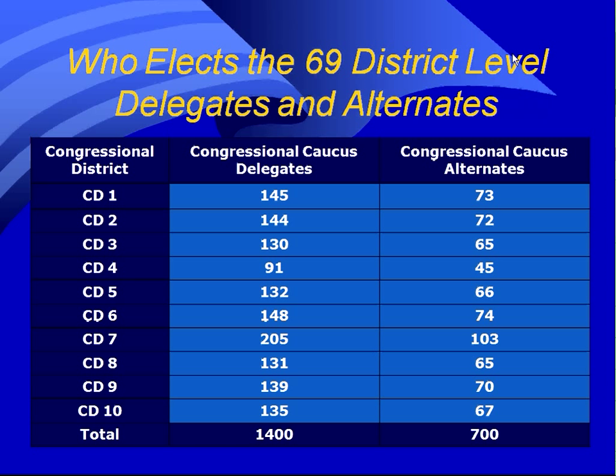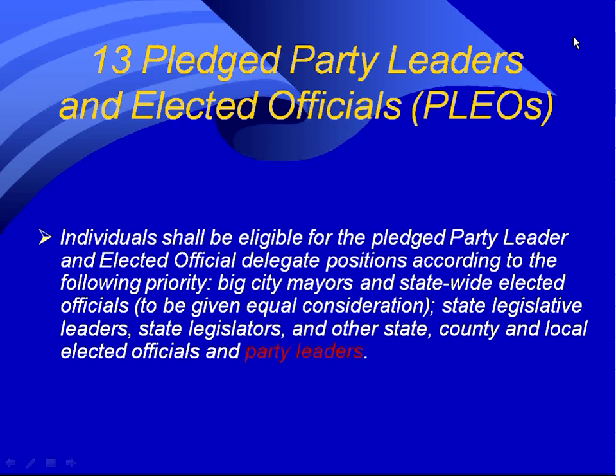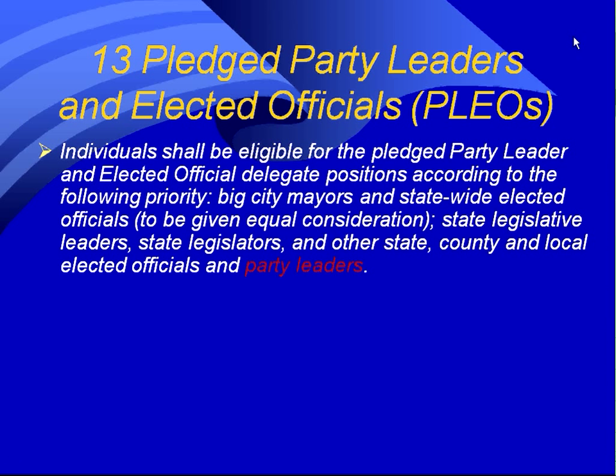Let's take a look at the next group, the PLEOs, the Pledged Party Leaders and Elected Officials. So PLEOs, as it states in our delegate selection plan, are individuals eligible for the pledged party leader and elected official delegate positions according to the following priority. Big city mayors and statewide elected officials to be given equal consideration, state legislative leaders, state legislators, and other state, county, and local elected officials and party leaders. This does not mean that there is some rank determination about who is going to be selected as PLEOs. This just means that these people are eligible to run as PLEOs.